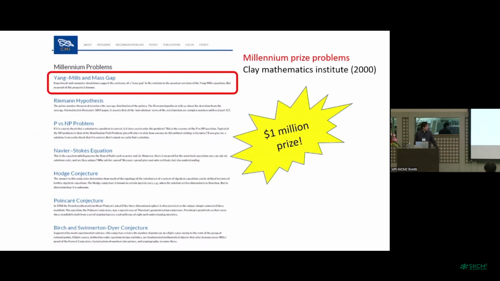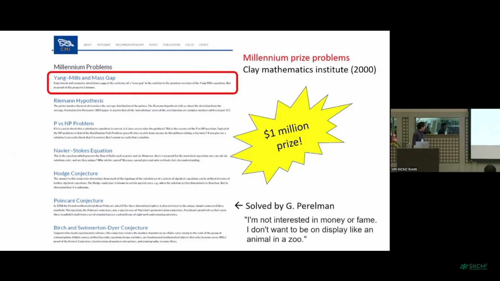Oh, by the way, after 25 years, only one of these 7 problems has been solved. It's called the Poincare conjecture, which I have no idea what it is, but it was solved by a Russian mathematician called Perelman. But he didn't become a millionaire because he refused the money. He even refused the Fields Medal, which is the equivalent of the Nobel Prize in mathematics. And the reason, this is what he said: I'm not interested in money or fame, and I don't want to be on display like an animal in the zoo. So he's a real scientist in this sense, not interested in this thing.